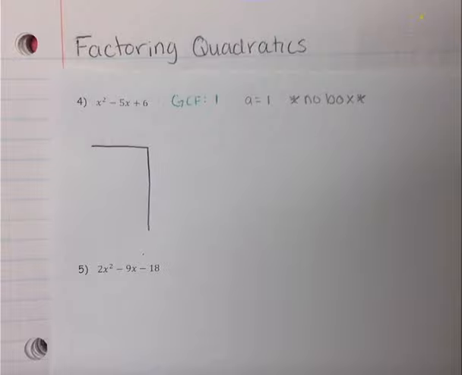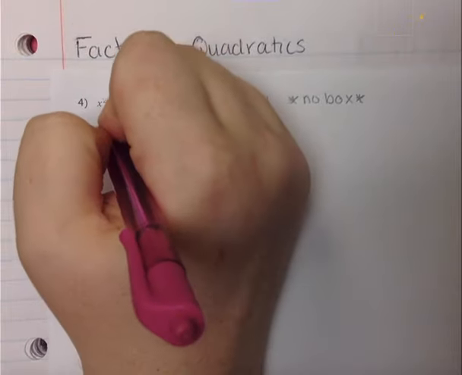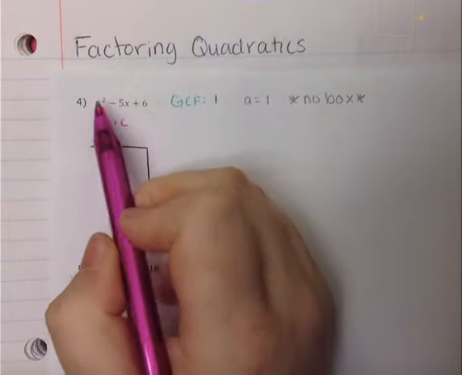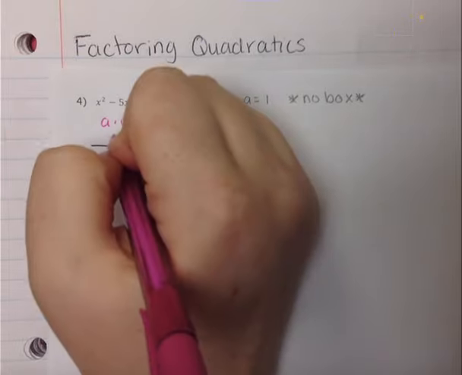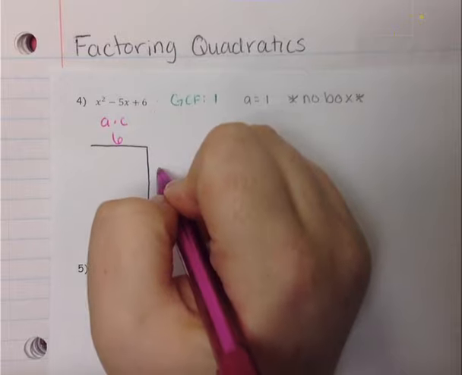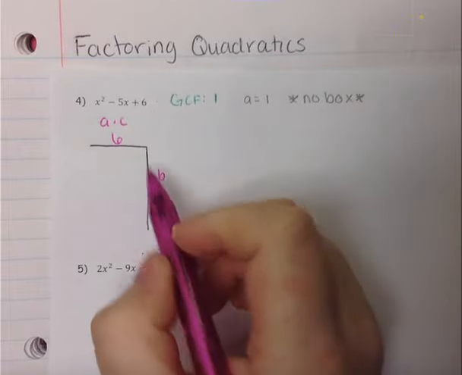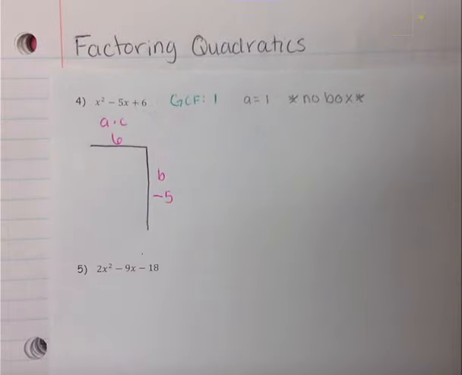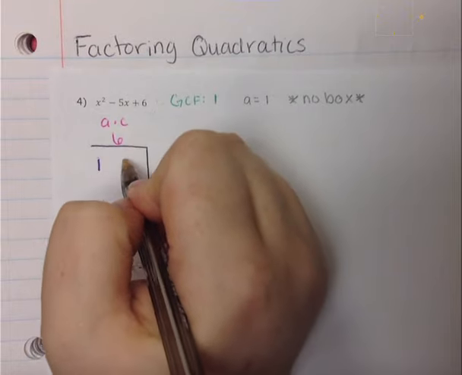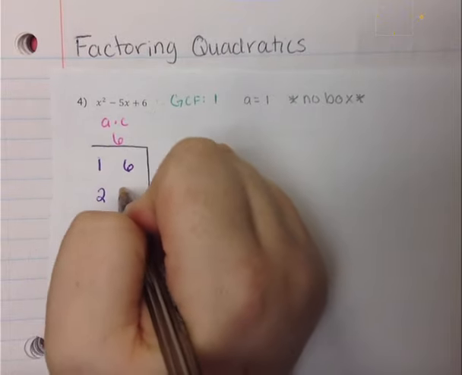We're going to do our mac, which is our a times c. So our a value is 1, and our c value is that positive 6. So 1 times 6 is just 6. Then on the side, we have our b value, which is that negative 5. We're going to list out everything that multiplies to 6 without the sign, so it's just 1 times 6, 2 times 3, and that's it.